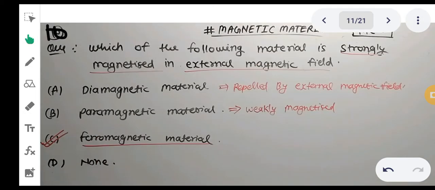Okay, so the next question is, which of the following material is strongly magnetized in the external magnetic field? The answer is ferromagnetic materials. For diamagnetic materials, the clue I gave is that the magnetic moments are repelled by the external magnetic field. And for paramagnetic materials, immediately we apply a field, they are weakly magnetized by the external field.